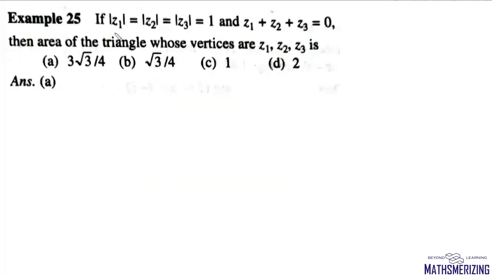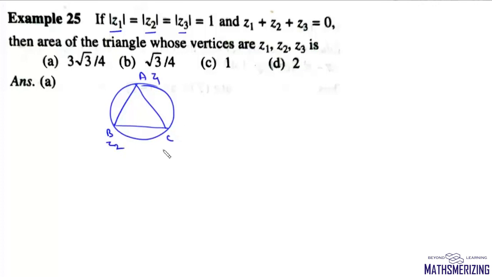Now here the question is, if mod Z1 equals mod Z2 equals mod Z3 equals 1, and Z1 plus Z2 plus Z3 is 0, then area of triangle whose vertices are Z1, Z2 and Z3 is. Now we are given that mod Z1, mod Z2 and mod Z3 are 1. That means circumcenter of this triangle ABC, whose vertices are Z1, Z2 and Z3, is at origin, and radius of circumcircle is 1 unit.